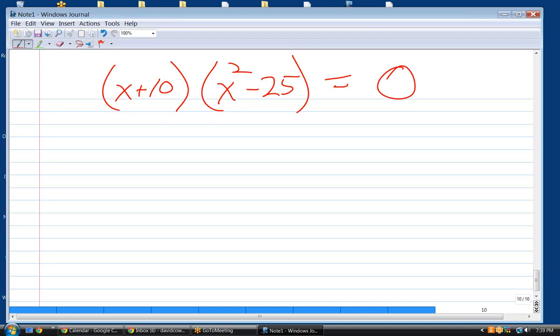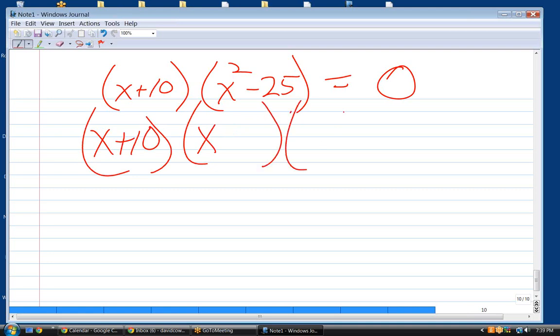You can simplify the second one, right? Good. To what? Be x and 5, x and 5. It's x minus 5, I'm sorry. X minus 5 times x plus 5. Okay? And now what are my solutions?